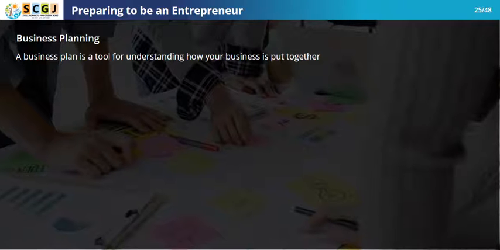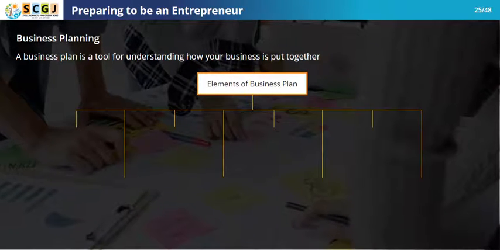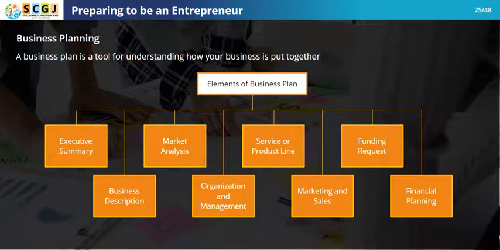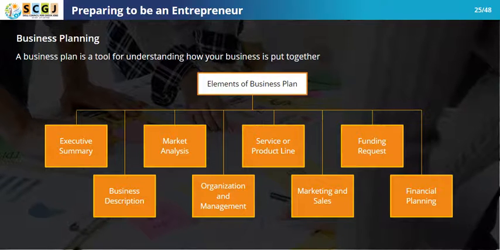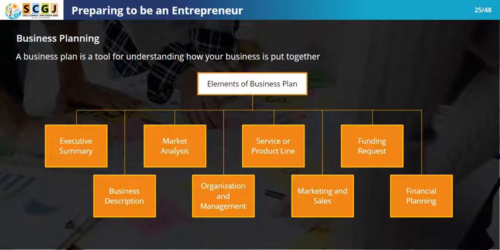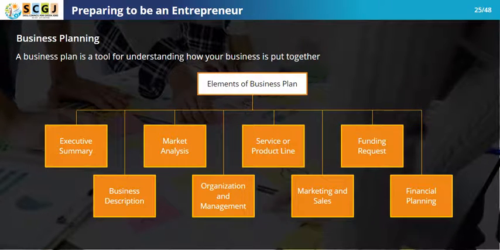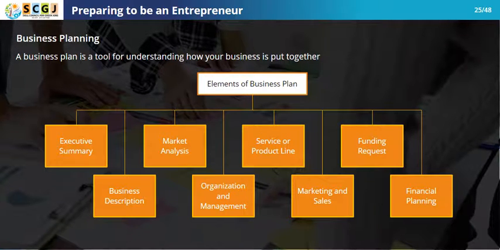A business plan typically comprises 8 elements, which are executive summary, business description, market analysis, organization and management, service or product line, marketing and sales, funding request, and financial planning.